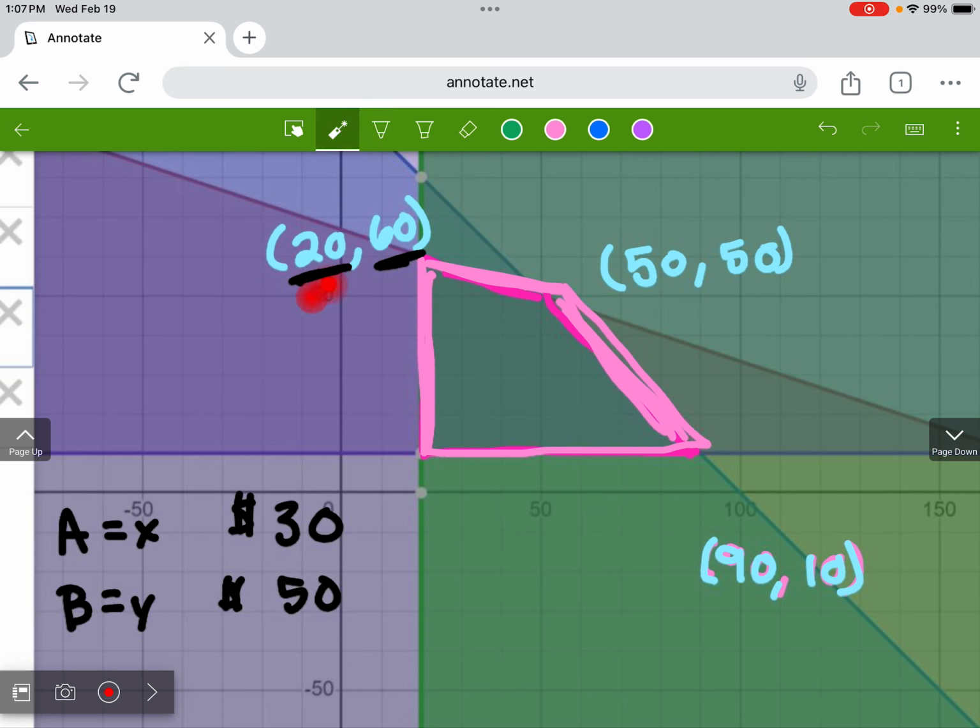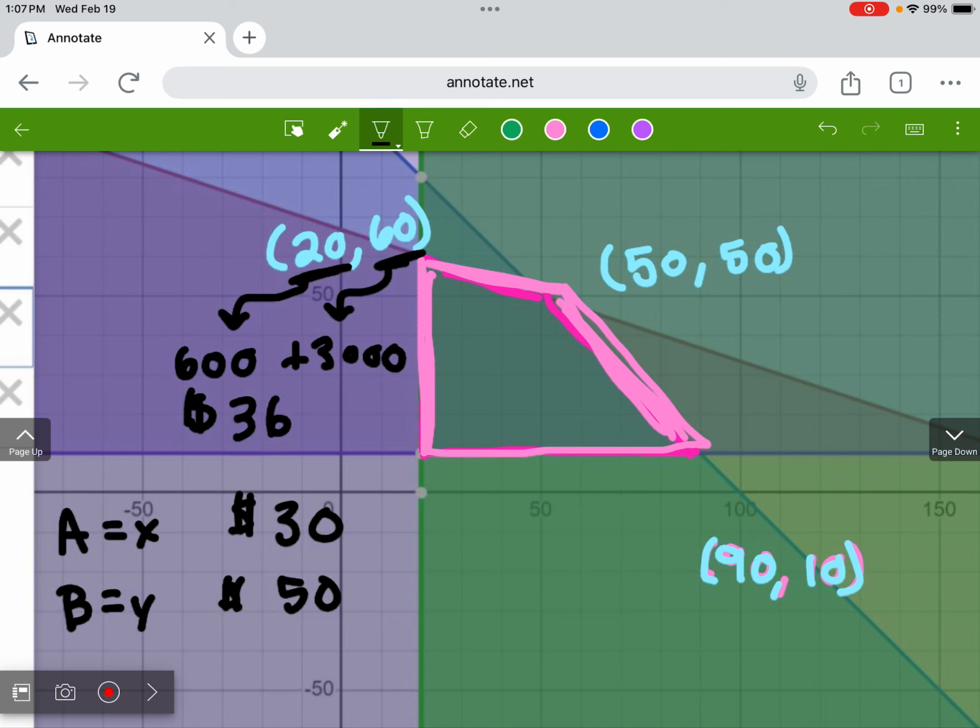So if I sell 20 of package A, how much is that going to make us? It'll make us $600, right? Because 20 people times $30 a pop, we get $600. If I sell 60 of package B, how much money is that? Yeah, it's 3,000. So total on this guy, if we sell 20 of package A and 60 of package B, we are going to make $3,600.